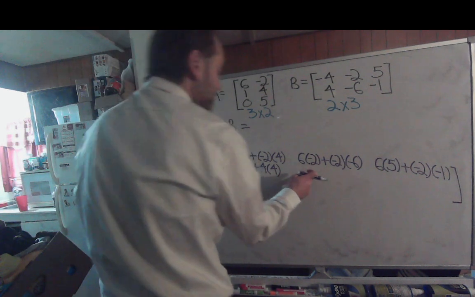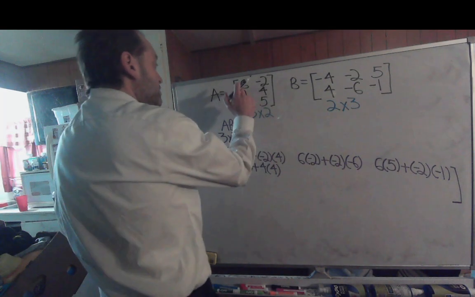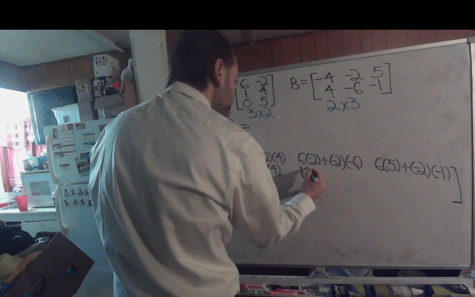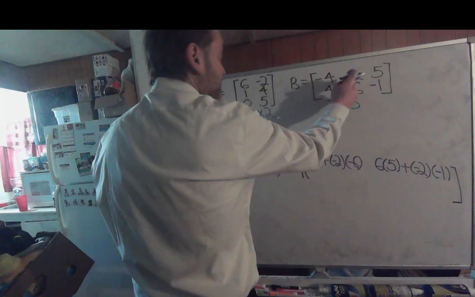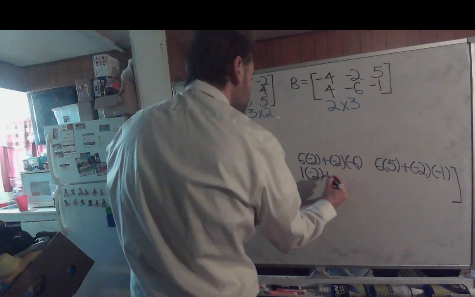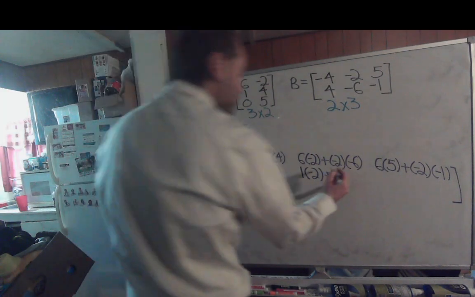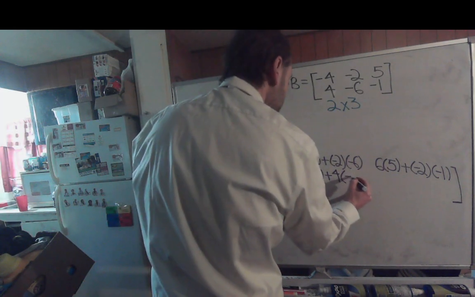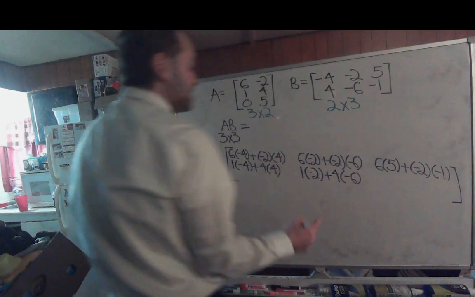To get the second number in the second row, you'll take the first number in the second row of 1, times the first number of the second column, which would be -2, plus you'll take the second number in the second row, which would be 4, times the second number in the second column, which would be -6. That's it for that number.